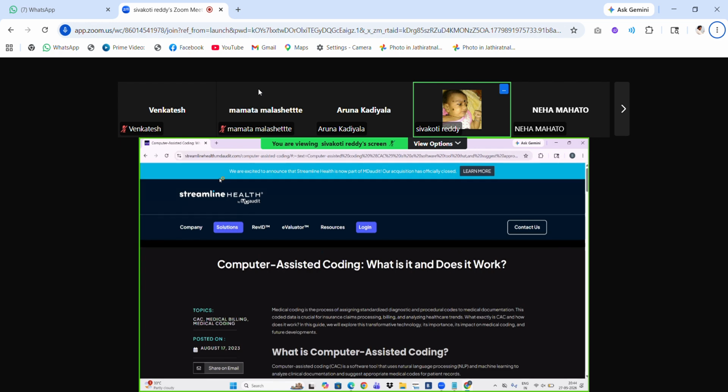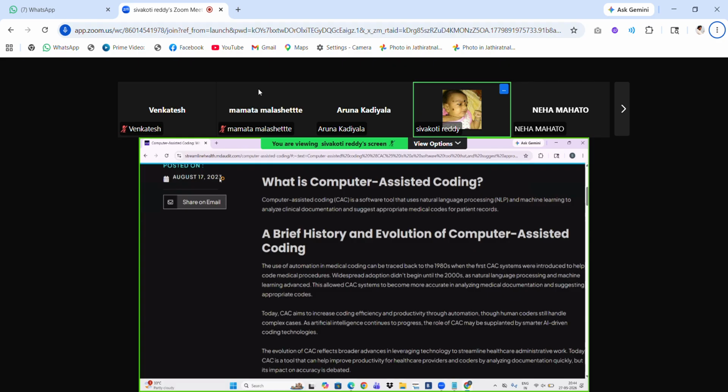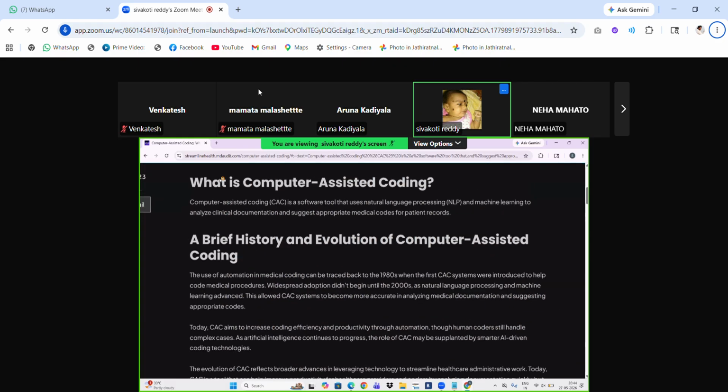Now, after the implementation of artificial intelligence, the software reads the documentation the way humans read it, analyzes the document, and provides the diagnosis codes and procedure codes. It is an auto-suggested process. Read the first 2 lines: what is CAC? You can read these 2 lines and tell me your understanding.